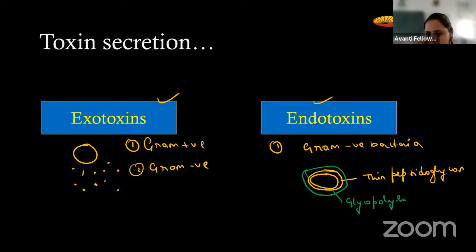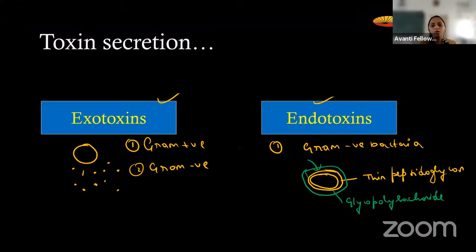Glycopolysaccharide coat, polysaccharide coat, right? So that is what acts as an endotoxin. See here, it is inside the part of the bacteria, right? So that is what we will call the endotoxin.